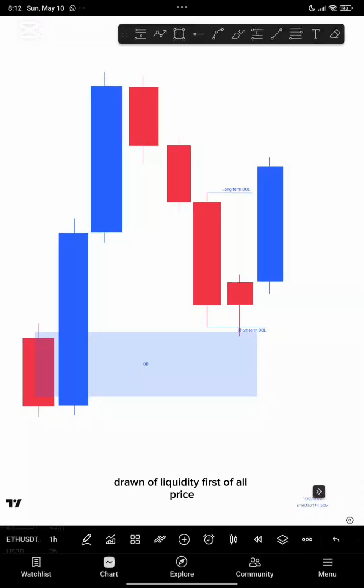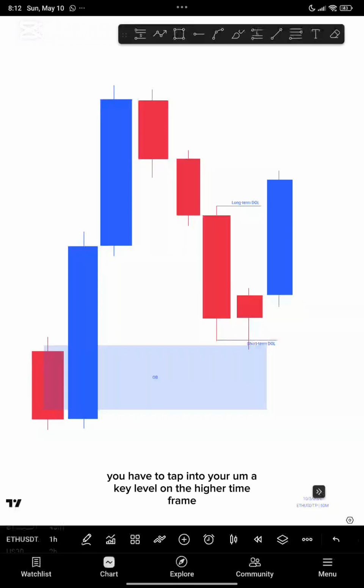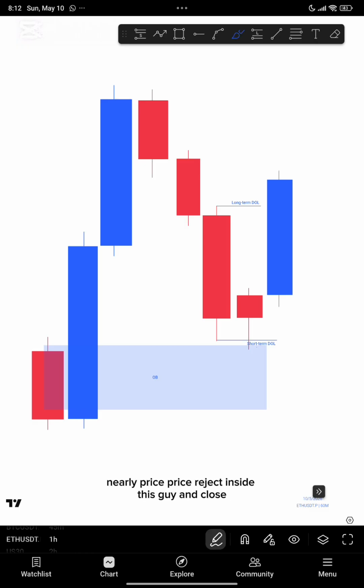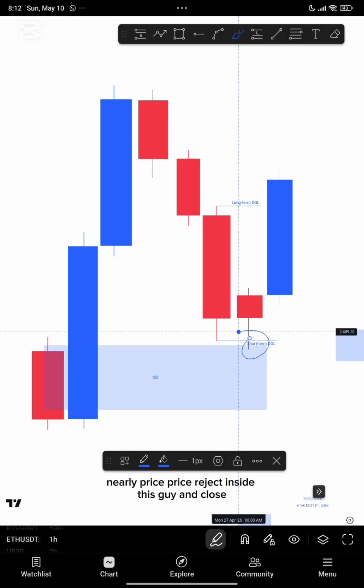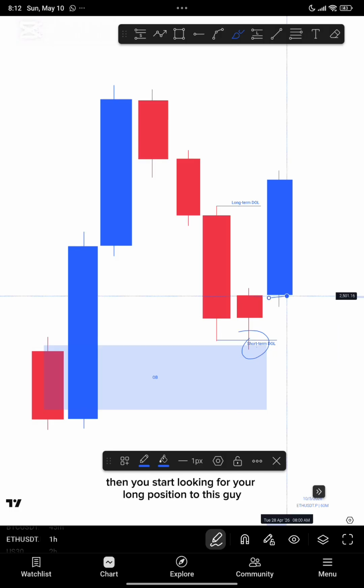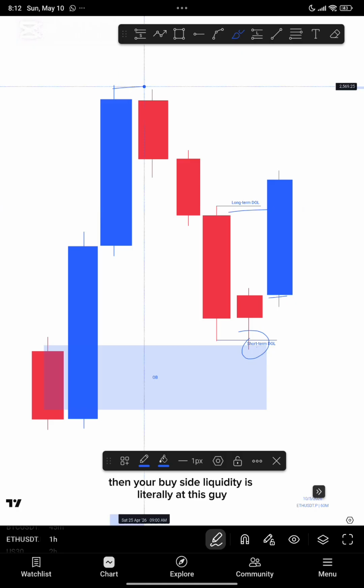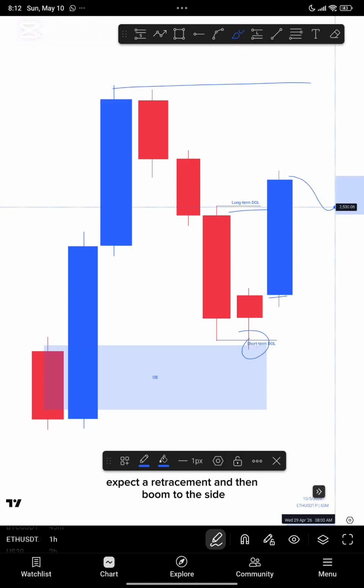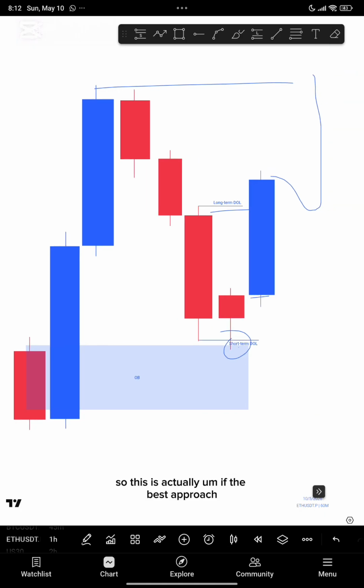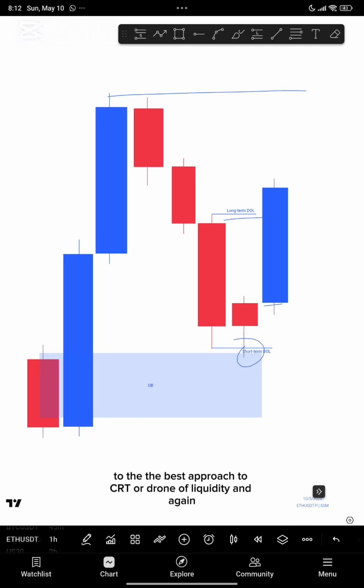First of all, price will have to tap into a key level on the higher time frame, then you map out your key level. Then after price actually rejects inside this guy and closes, you start looking for your long position to this guy as your first draw on liquidity. Then your buy side liquidity is literally at this guy, expect a retracement, and then boom to that side. So this is actually the best approach to CRT or draw on liquidity.